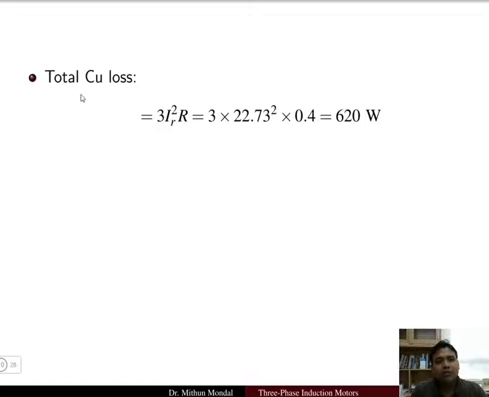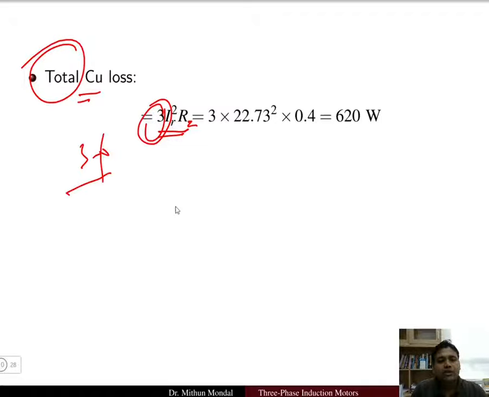So what is the total copper loss? Total copper loss is basically 3 times the current square multiplied with the rotor resistance R2. Now 3 is multiplied because we have to calculate the total copper loss corresponding to 3 phase. We know that I square R is basically the copper loss in a single phase, so it is multiplied by 3, and the current is the current under the running condition, and R2 is the rotor resistance.